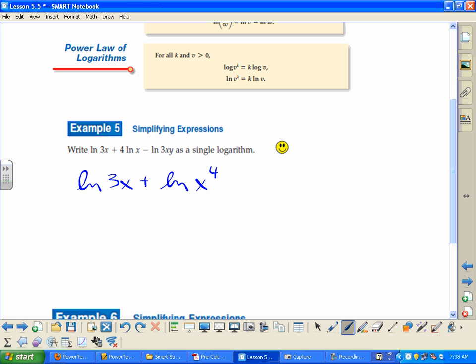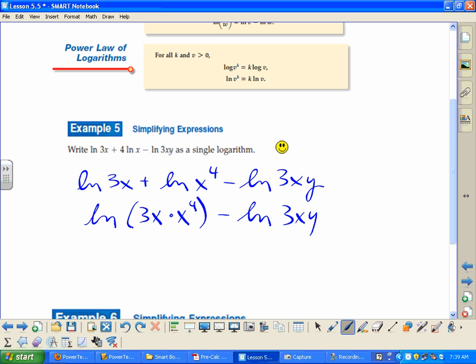So we need to move any coefficients to the exponent first. Move them to the exponent, like we used the power rule to move the 4 up for the natural log of x to the 4th. Now we're going to use the product rule and make this natural log of 3x times x to the 4th. We'll simplify that part first, and we'll save the subtraction part for a moment. And now the subtraction here means that we're going to divide.